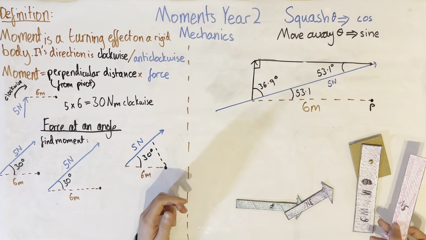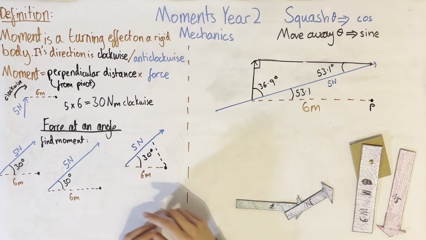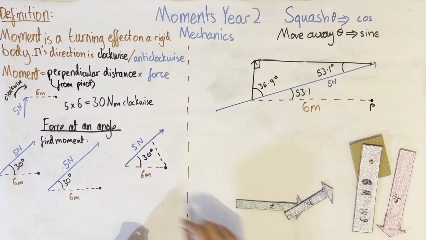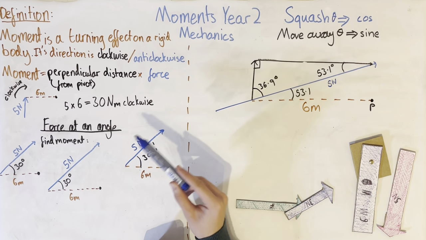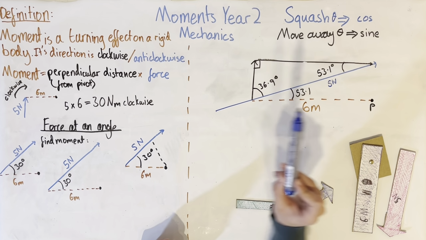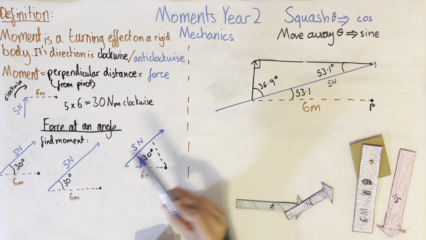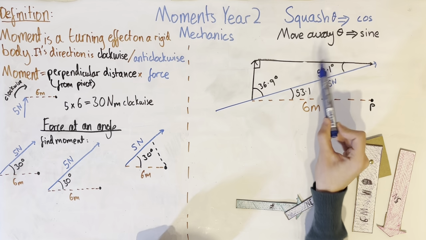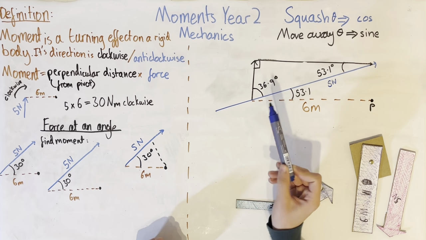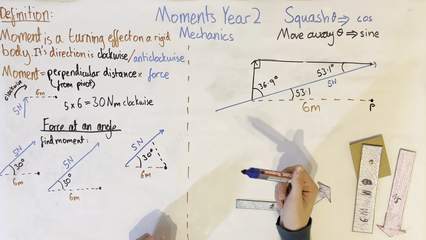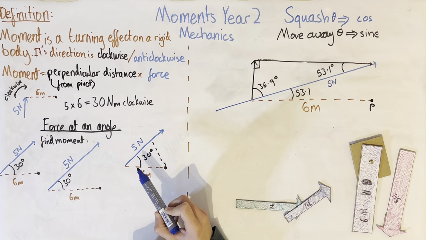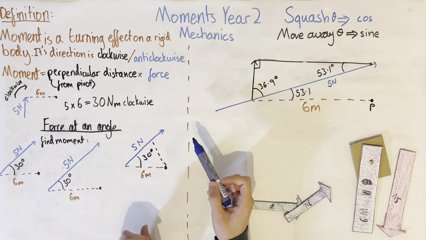Okay, so now that we've got the basics down, let's look at forces at an angle. There are 2 ways we can go about looking at forces at an angle. There's the one that we often find in a textbook, but there's also the squash move away technique that I learned from my teacher that you might find useful. So, see which one works out for you.